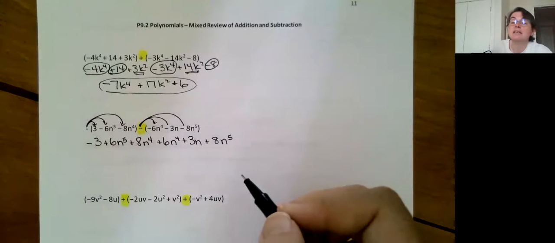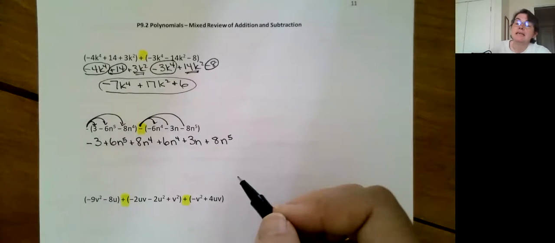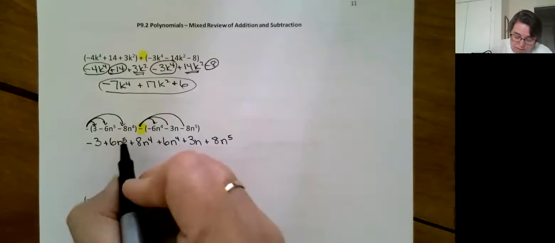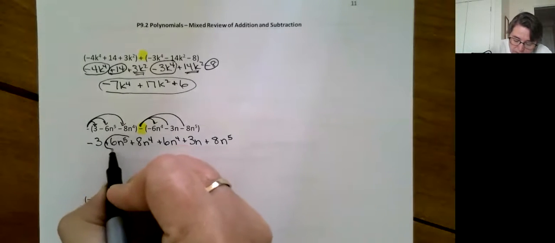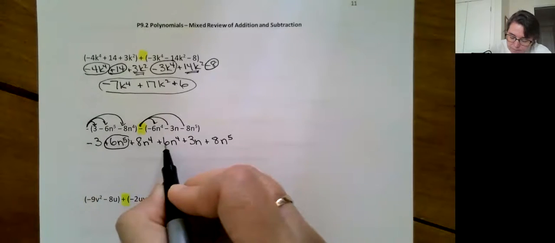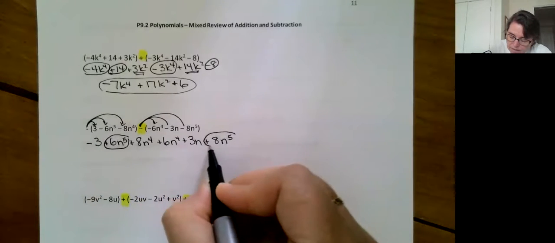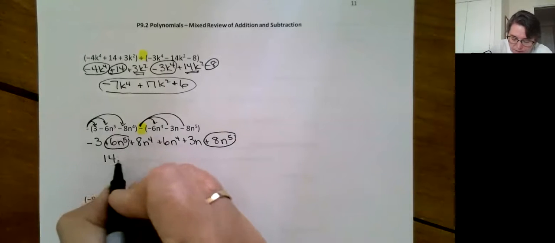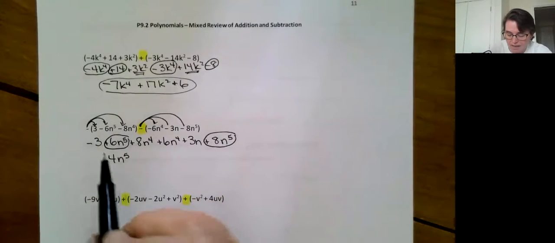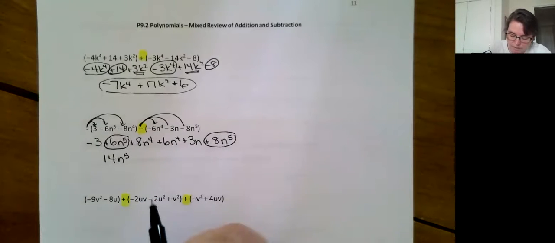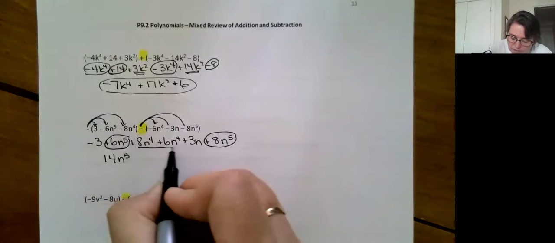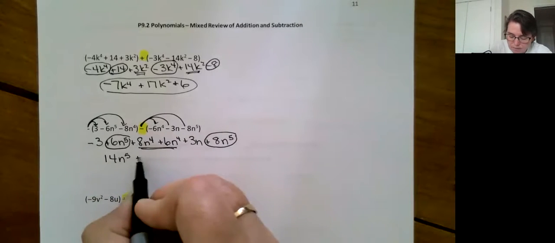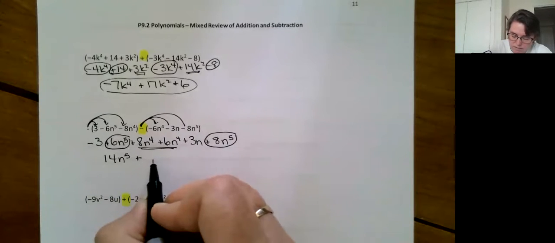Now I just need to do the combining of like terms, and I'm going to start with my highest ones. So there is n to the fifth power, and there is n to the fifth power. So 6 and 8 is 14, n to the fifth. When I say the highest one, I'm always talking about my exponents. Now we've got some n to the fourths happening here. 8 plus 6 is plus 14.